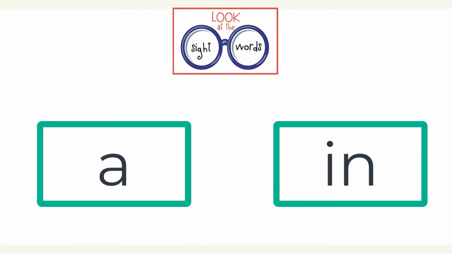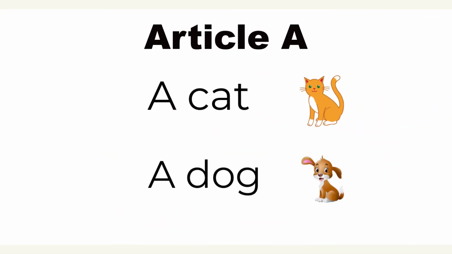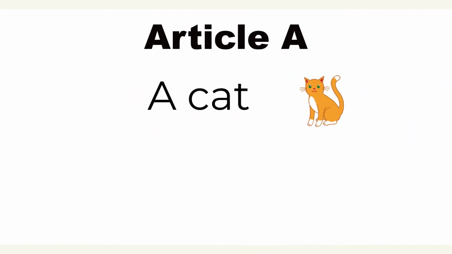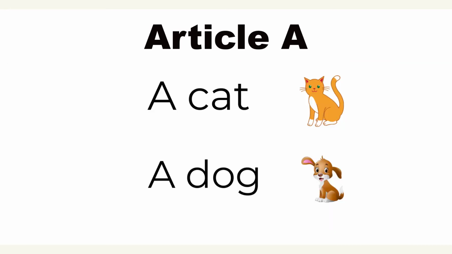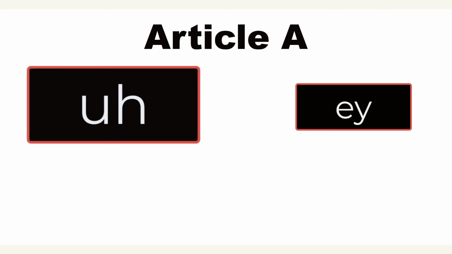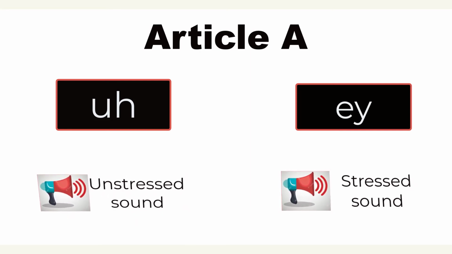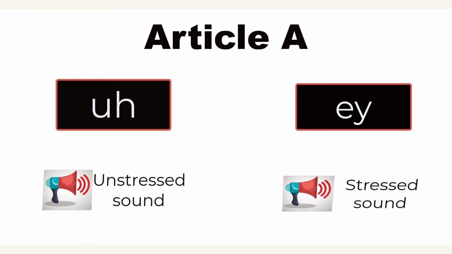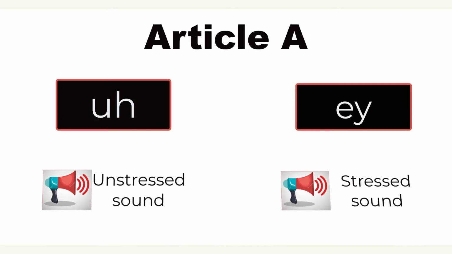Let's start with the words a and in. When a comes in a sentence as an article, you can pronounce it as uh, as in a cat, a dog. Some call it as ay, like a cat, a dog. Both are right. The first is the unstressed sound and the latter is the stressed sound. I prefer pronouncing it as uh. Let's keep this topic for a separate video or else we may get diverted from the main topic.